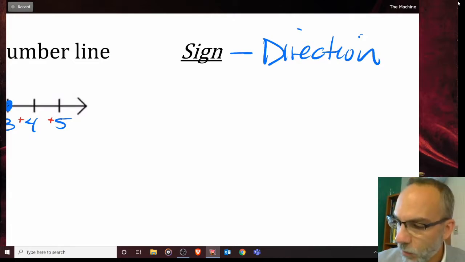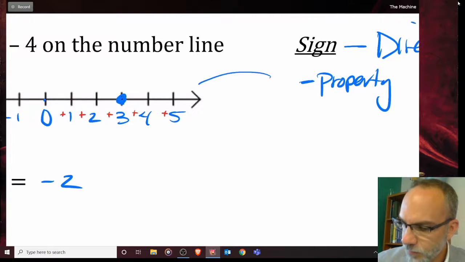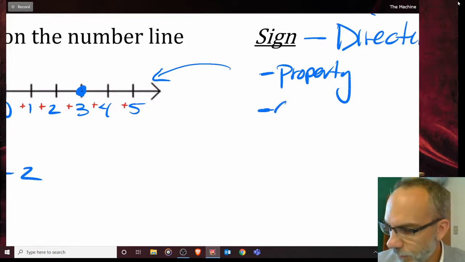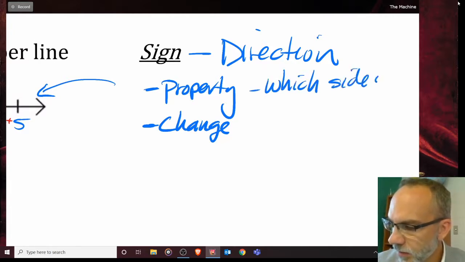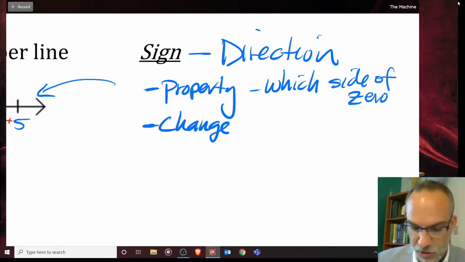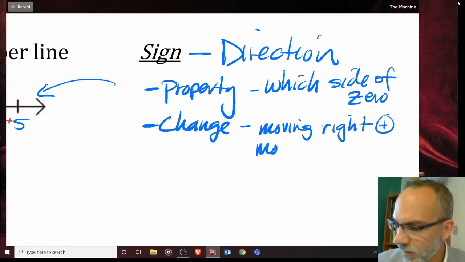It can, number one, be the property of the number itself. So the sign can be a property, like I did with these right here. Okay, positive 3, negative 4. But sign can also tell you change. Property would be which side of 0. Change, though, is the direction from one number to another. So you're going to be moving to the right, which is a positive change, or moving to the left, which is a negative change.